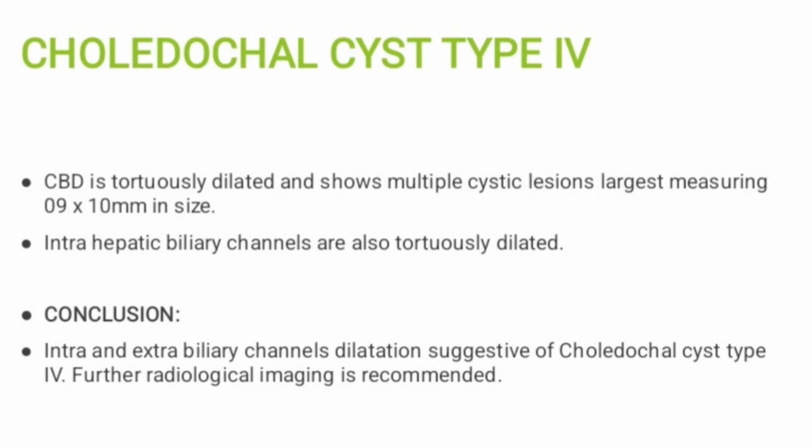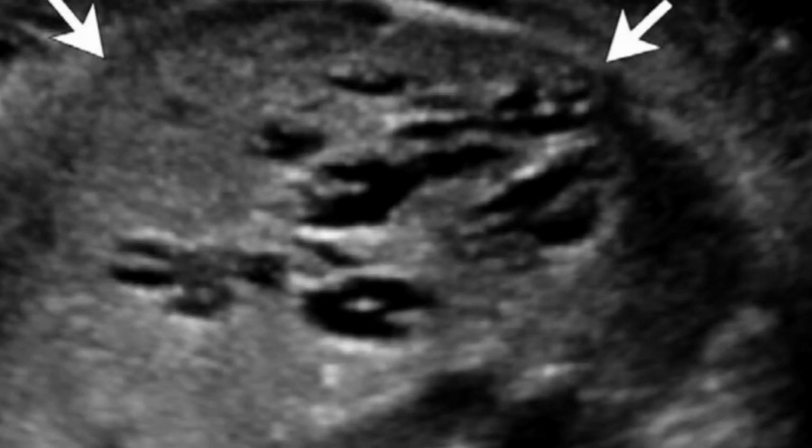Another lesion you can appreciate: this is the liver, and within the liver the intrahepatic biliary channels are tortuously dilated. You can well appreciate these small cystic lesions of the liver, and this would be Caroli disease. So how will we write the report now?